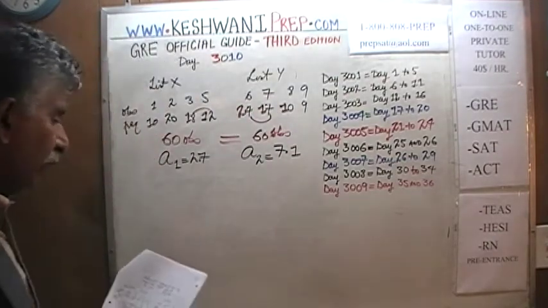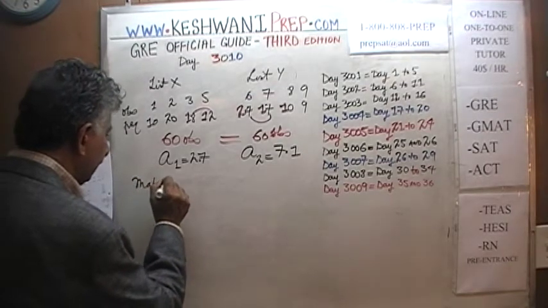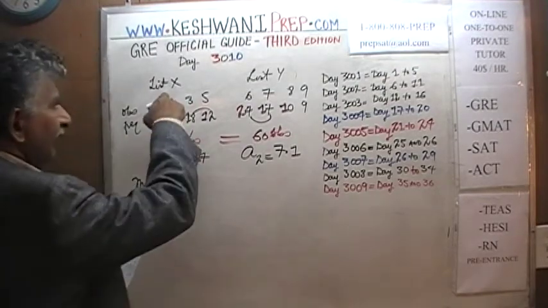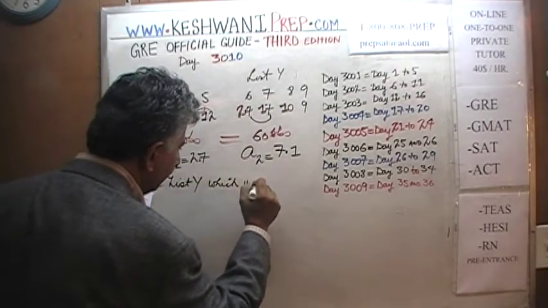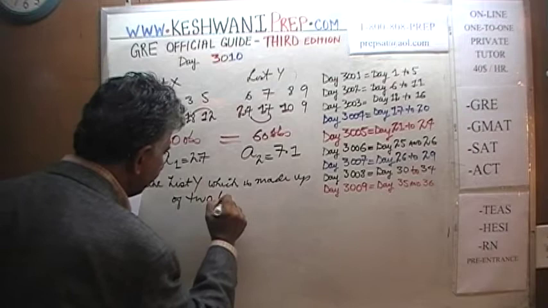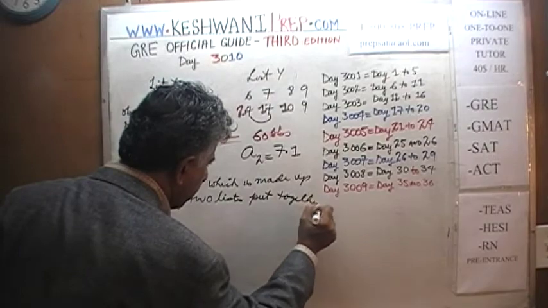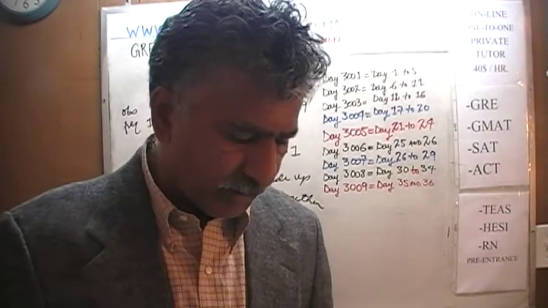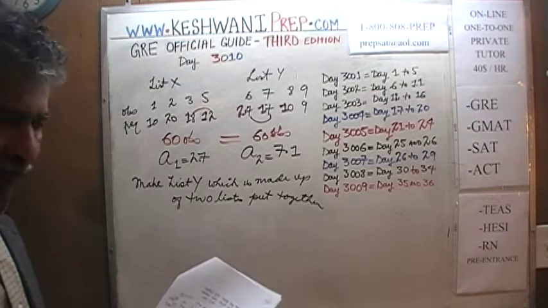The question is, so then what we do is, we make a list Z, because they're calling these list X and list Y. We make a list Z, which is made up of the two lists put together. Are you with me? It says list Z is made up of all 120 observations put together. And the question is very straightforward. The question simply is, which one is bigger, the average or the median?